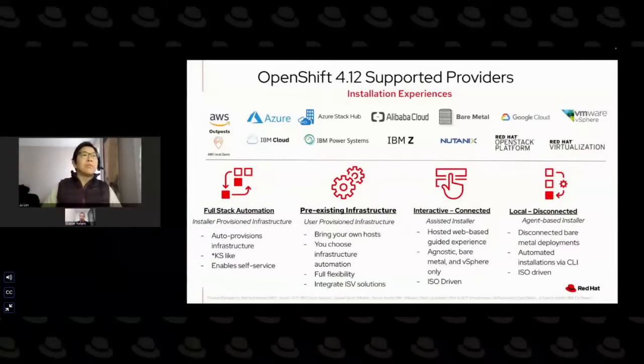The first one is around full stack automation, what folks historically remember as installer provisioned infrastructure, where the installer controls all areas of the installation, including the infrastructure provisioning, and it provides opinionated best practices on how you deploy OpenShift. The second method is the pre-existing infrastructure deployment method, which we call user provisioned infrastructure, where you're responsible for provisioning and managing your own infrastructure to allow you greater customization and operational flexibility and control.